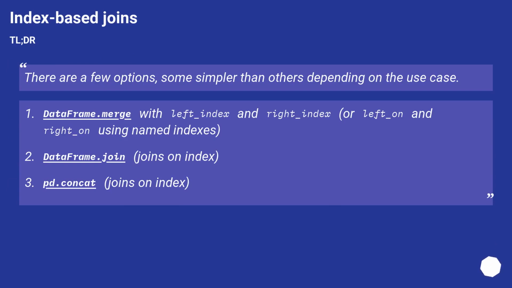Index-based joins. TL;DR: there are a few options, some simpler than others depending on the use case. DataFrame.merge with left_index and right_index, or left_on and right_on using named indexes. DataFrame.join joins on index. pd.concat joins on index.